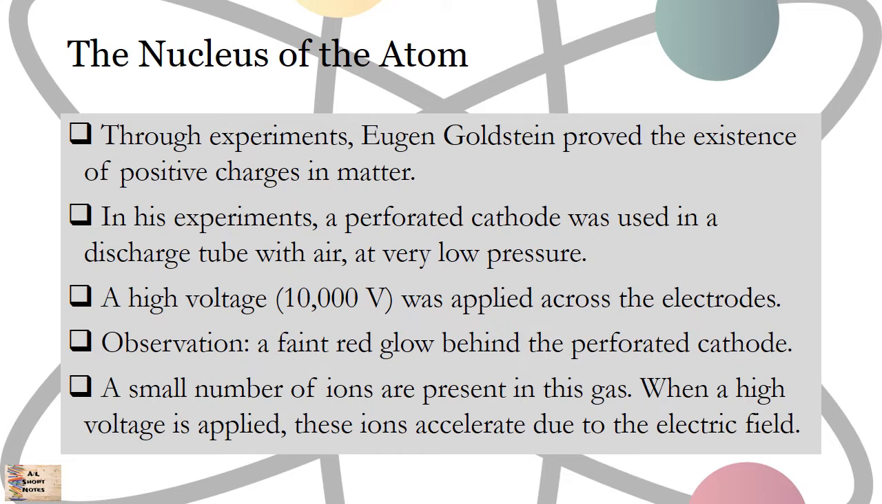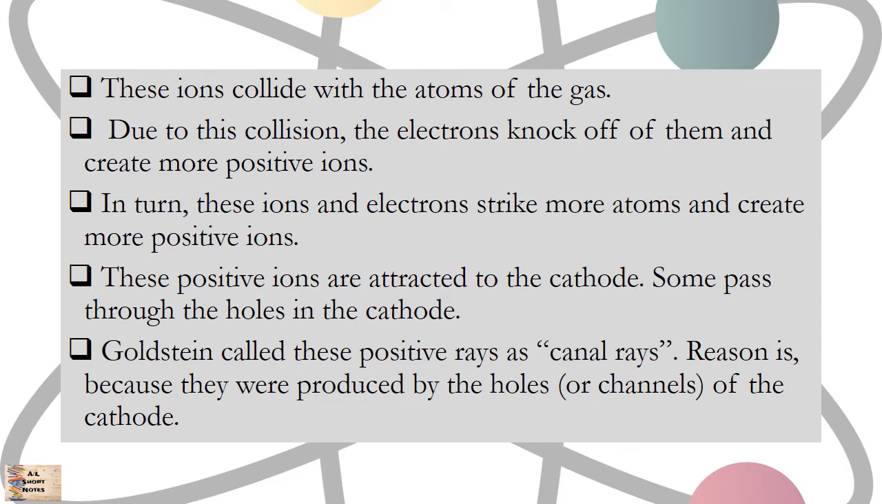A small number of ions are present in this gas. When a high voltage is applied, these ions accelerate due to the electric field. These ions collide with the atoms of the gas. Due to this collision, electrons are knocked off and create more positive ions. In turn, these ions and electrons strike more atoms and create more positive ions. These positive ions are attracted to the cathode. Some pass through the holes in the cathode.